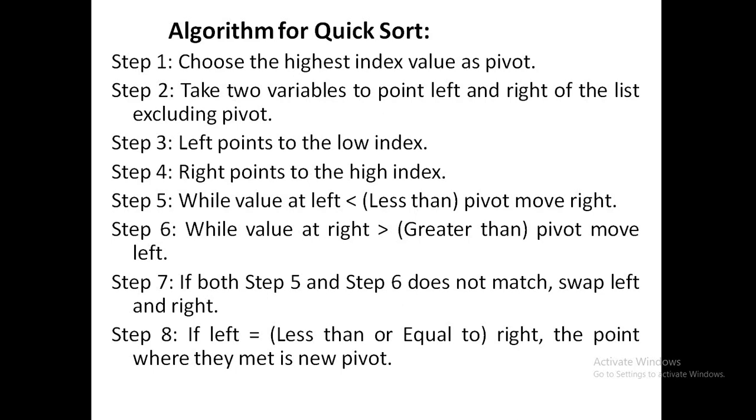Let us see the algorithm for quicksort. Let us choose the highest index value as the pivot element. Then take two variables to point left and right of the list excluding the pivot value. The left points to the low index and the right points to the high index. While value at the left is lesser than pivot, move it right, and while value at the right is greater than pivot, move towards the left. If both step 5 and 6 don't match, then swap both left and right values. And if left value is less than or equal to right, then the point where they meet is the new pivot value.